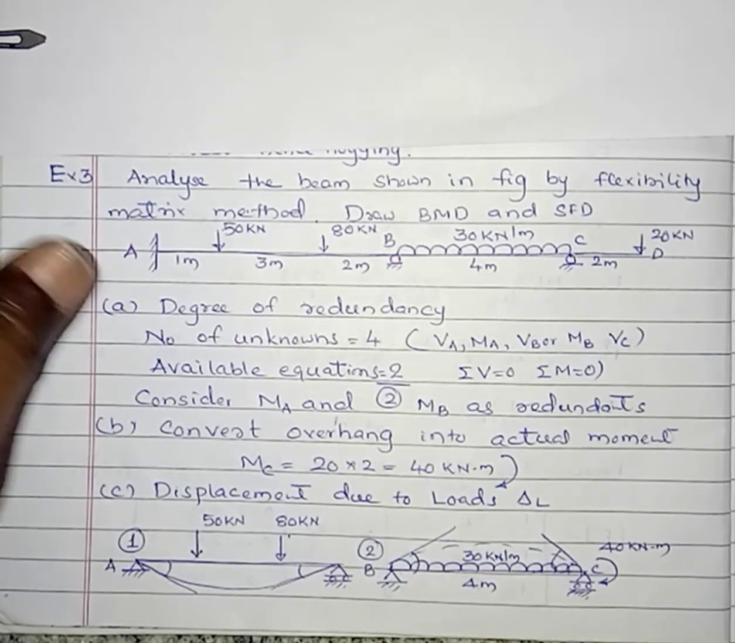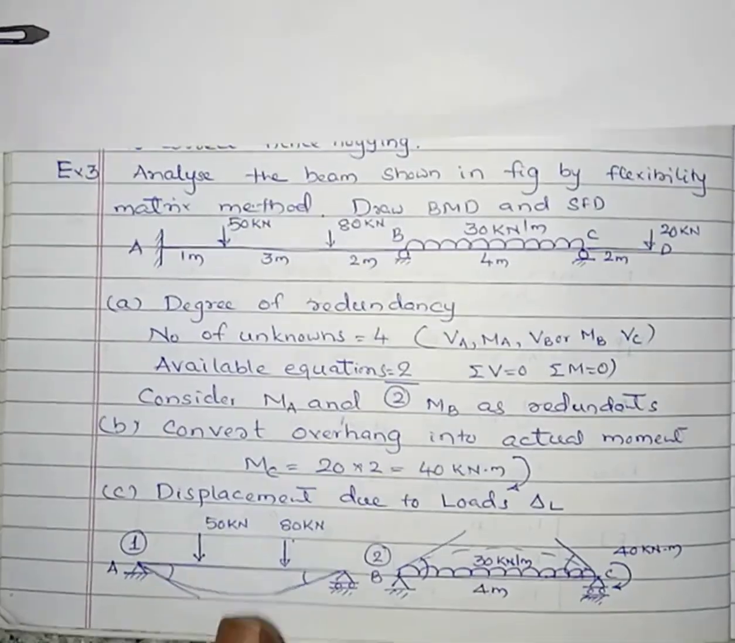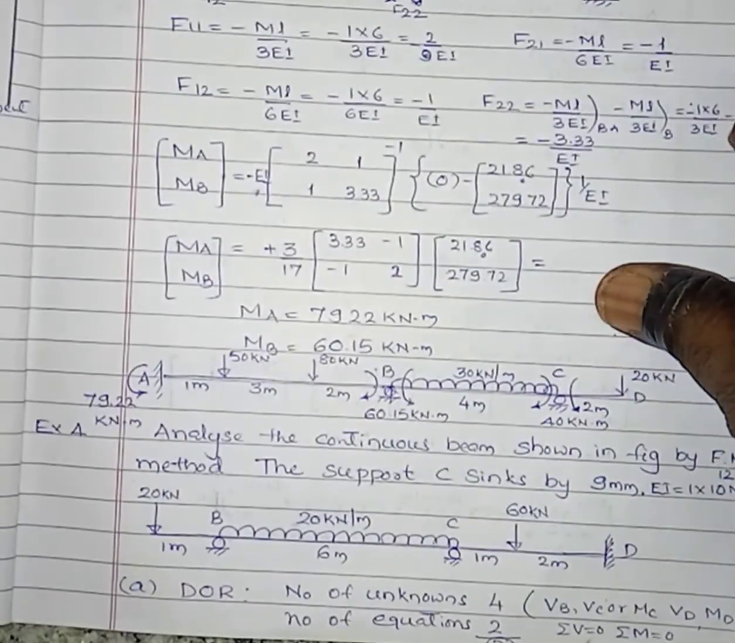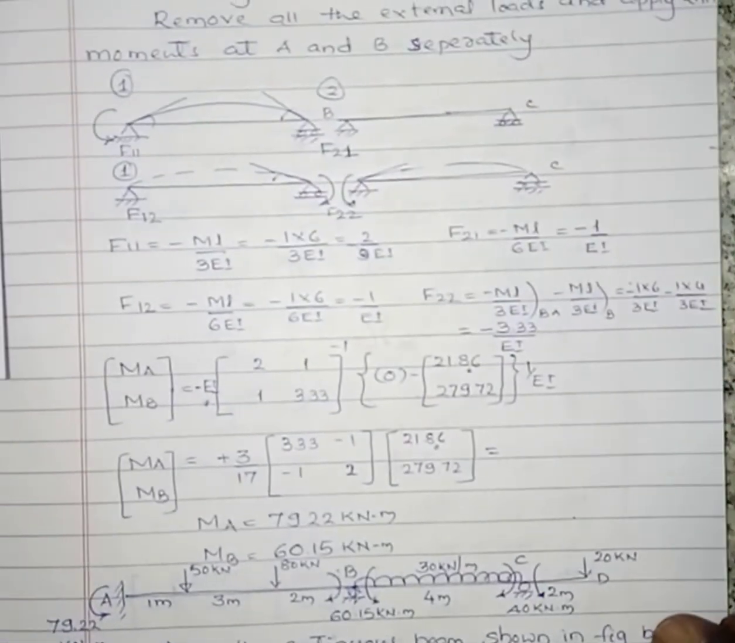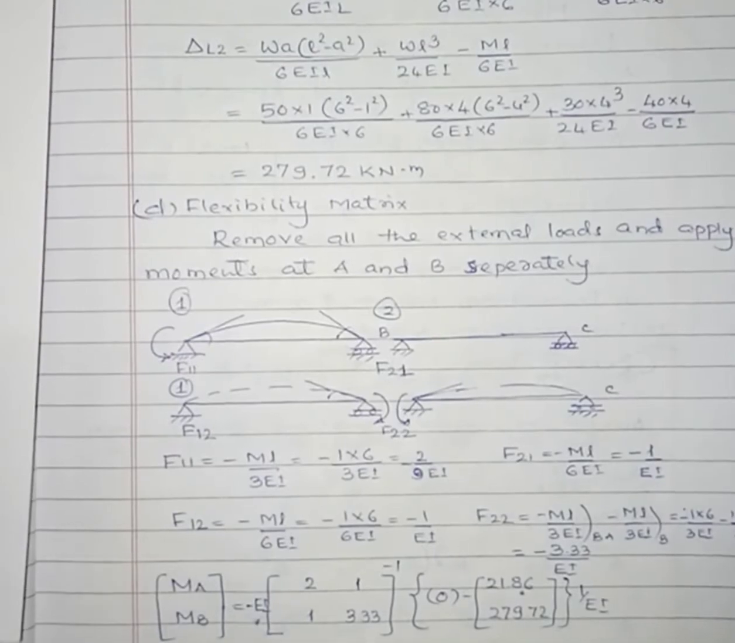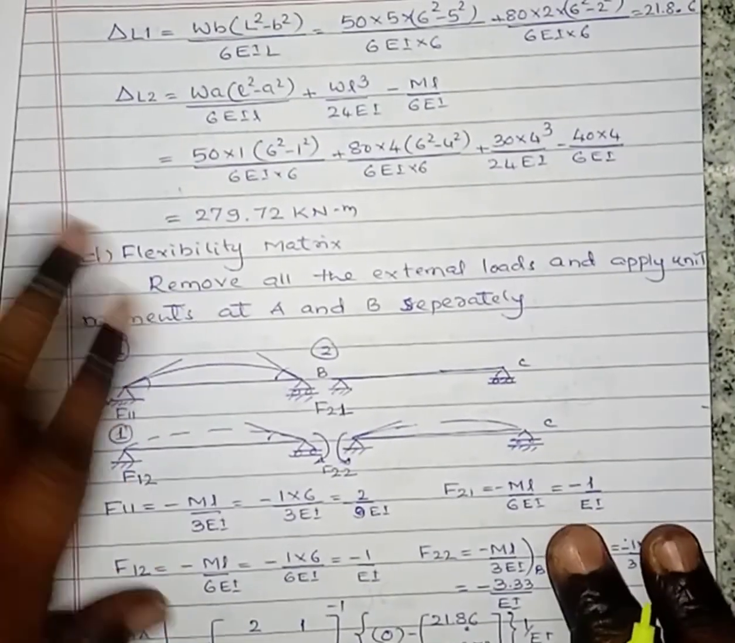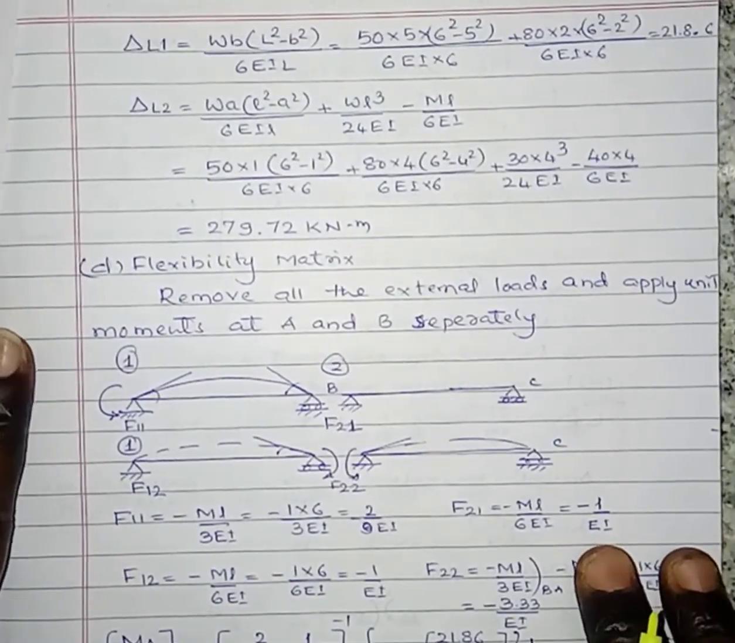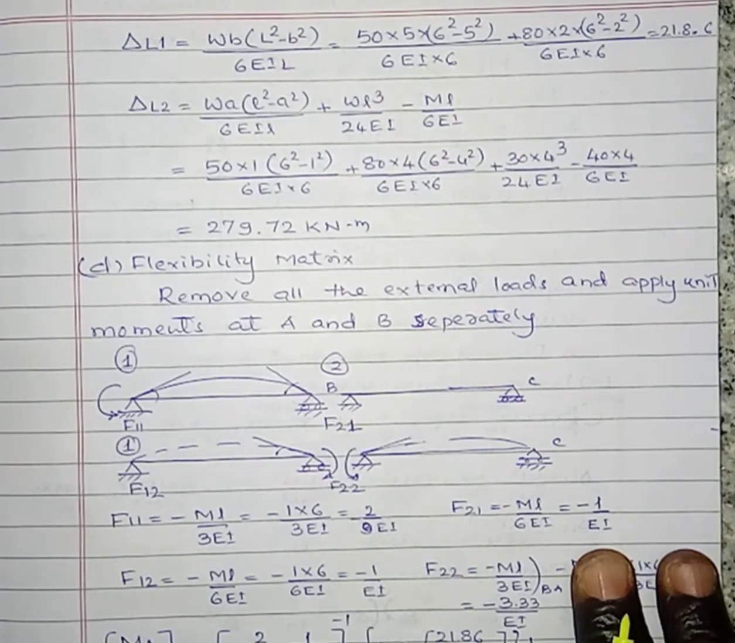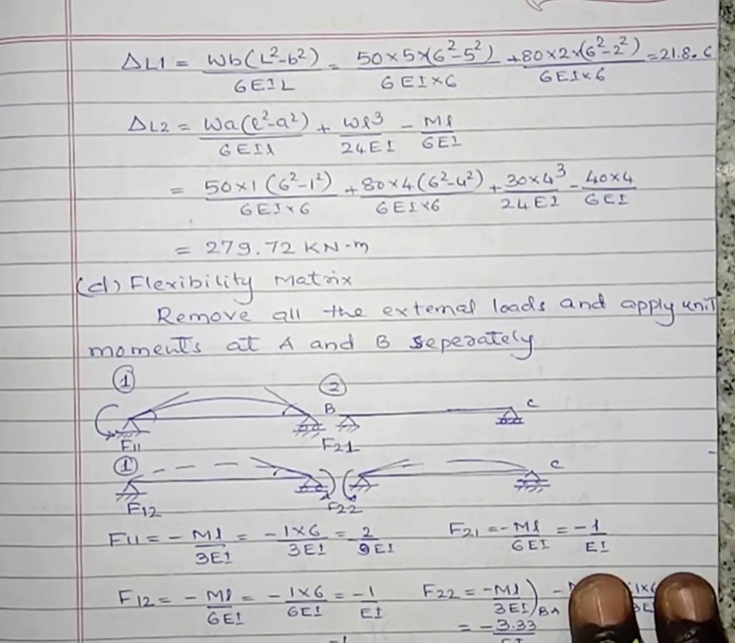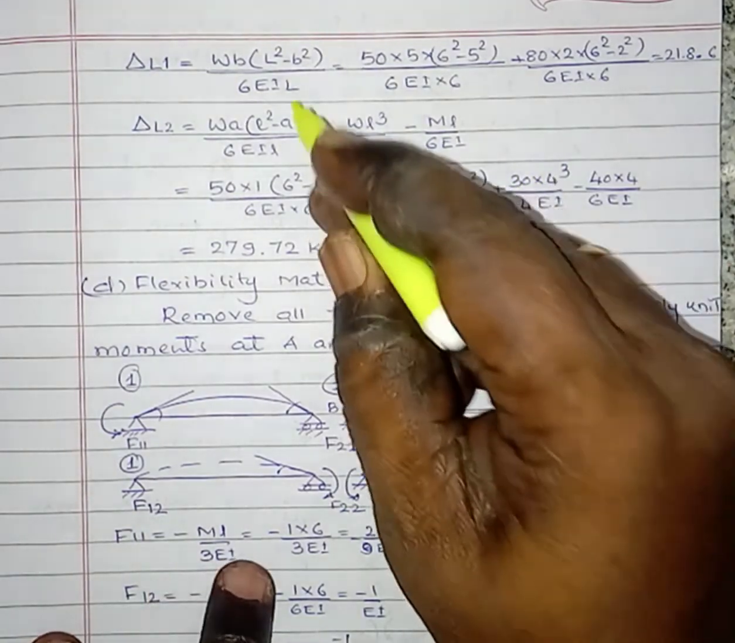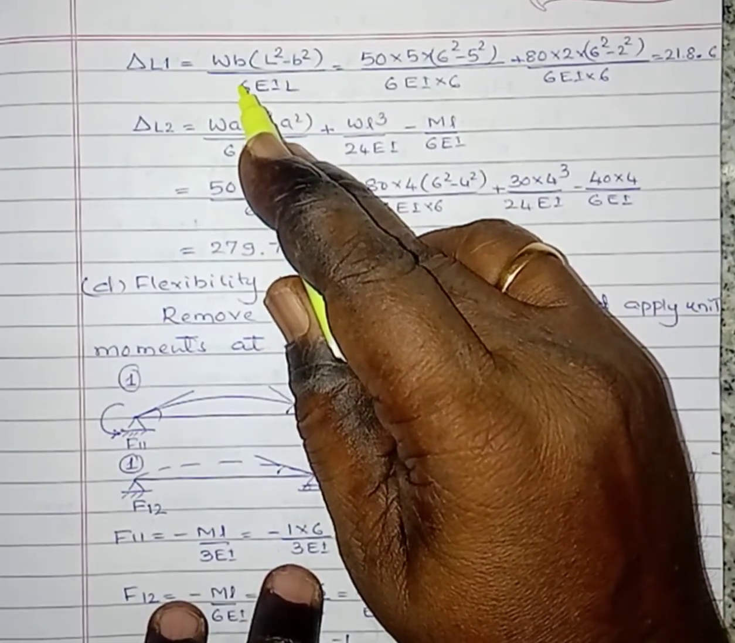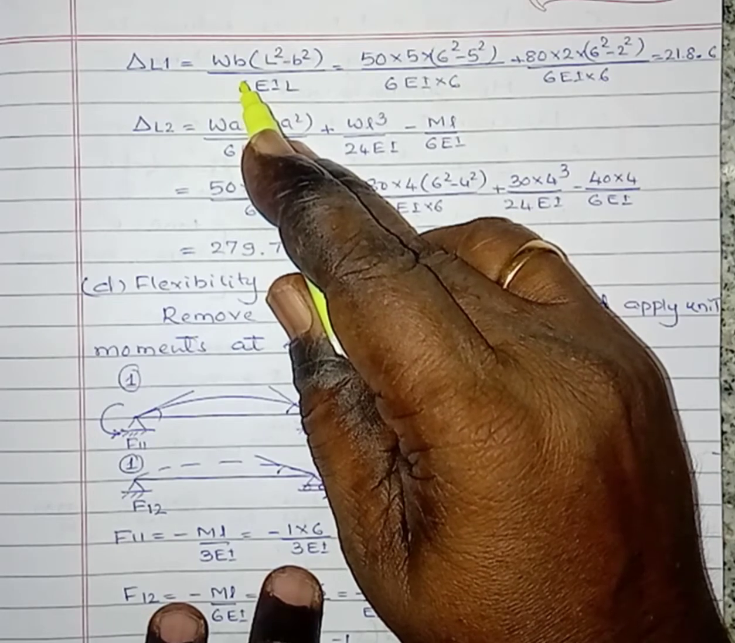Now we can calculate the displacement matrix due to the applied loads. Displacement matrix due to the applied loads. Here now in the released structure, delta L1, that is displacement at 1 due to the applied load, that one equals, here there are 2 point loads.